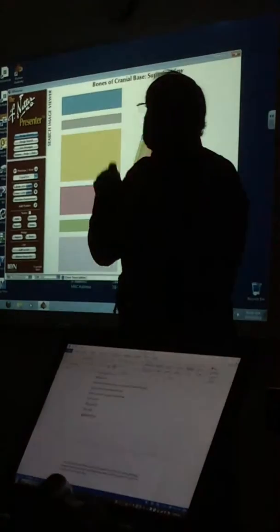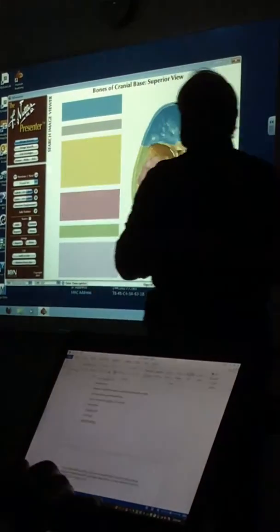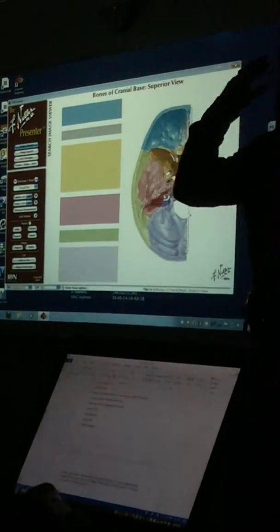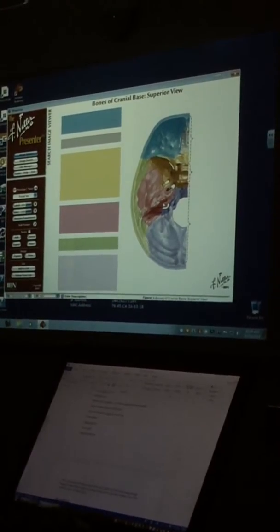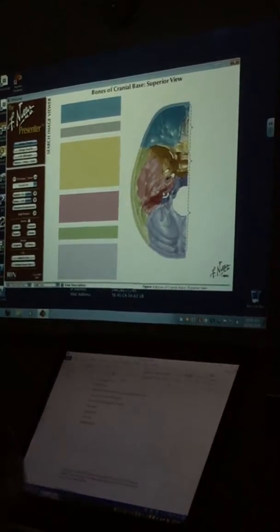which houses the internal ear. Actually, it's a dermal bone that comes from your skin. And if you read Gray's Anatomy tonight before you go to bed, you can read about that.